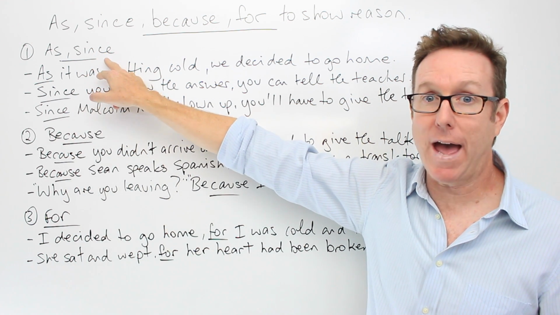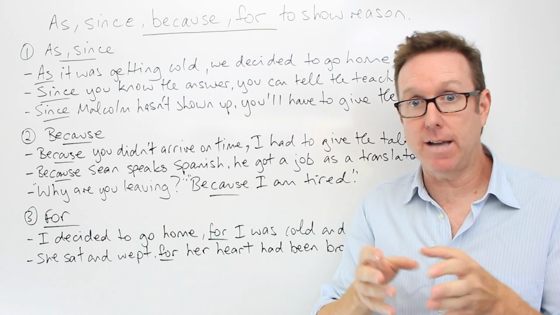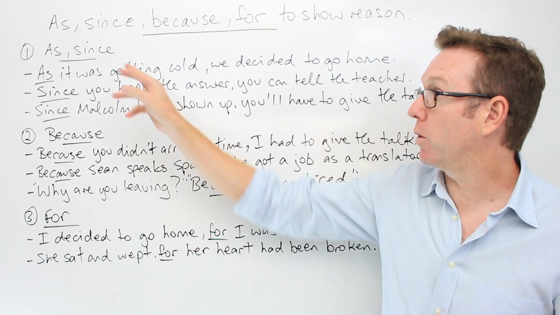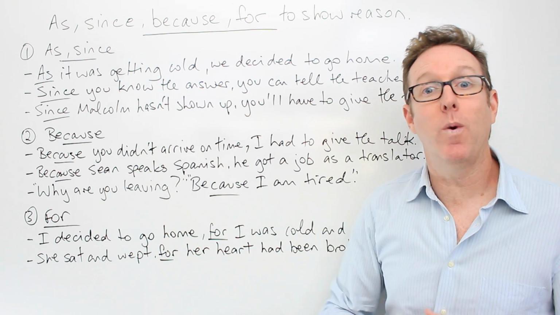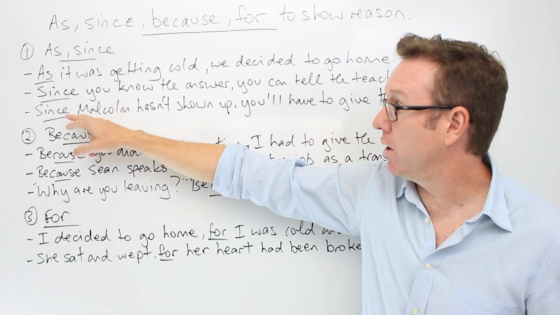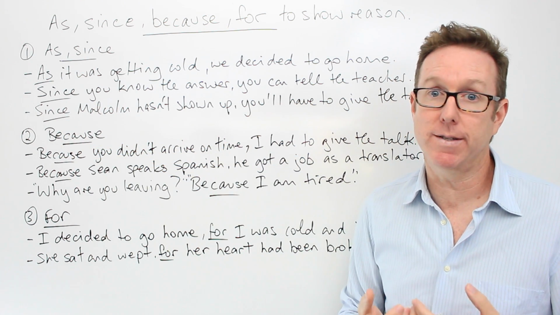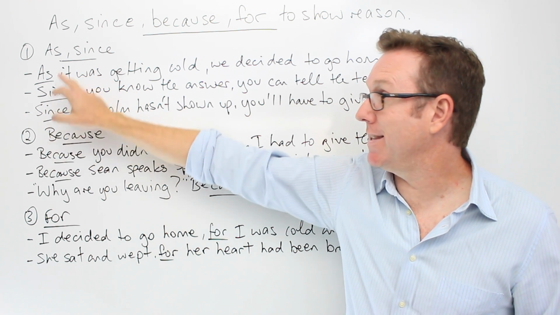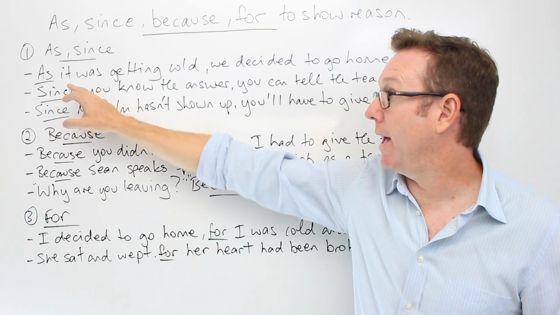Now, the first two, as and since. Firstly, I'll explain that as, since, and because are used very similarly, okay? We could quite easily put those three into these sentences with no change in meaning. But I'm going to show you a way that we can use these differently in order to give a different sense of what we want to say, okay? The first one is using as or since at the beginning of a sentence. Let's have a look at the examples that we have.